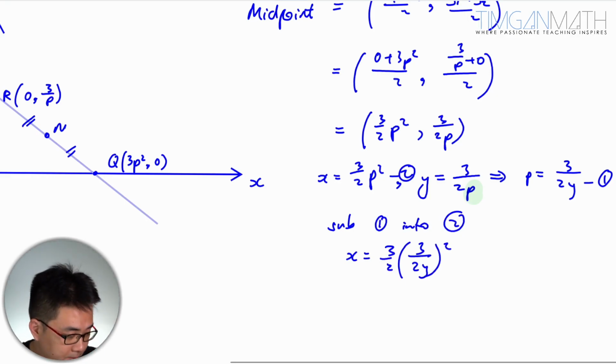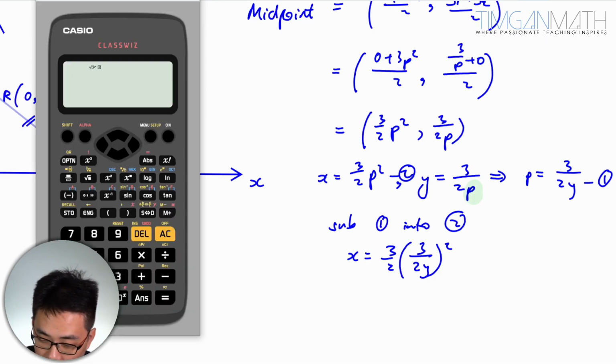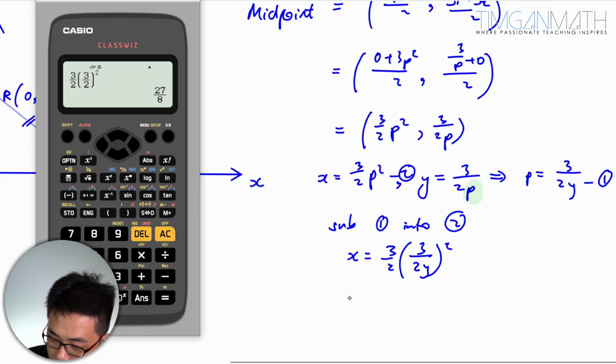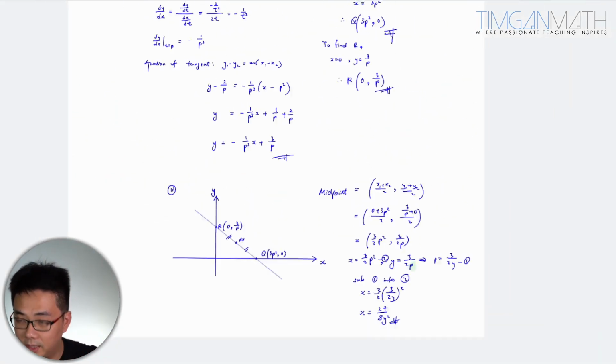So key in the calculator: 3 over 2, bracket 3 over 2 squared. Then this will be 27 over 8. x equals 27 over 8 y squared. So this is the Cartesian equation.